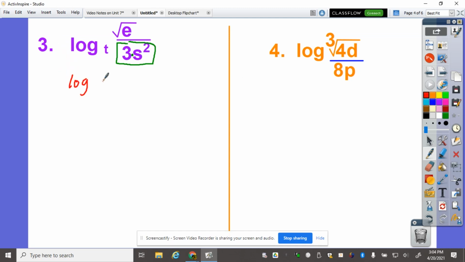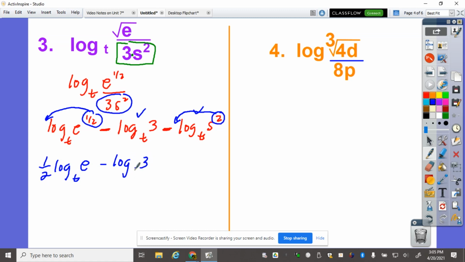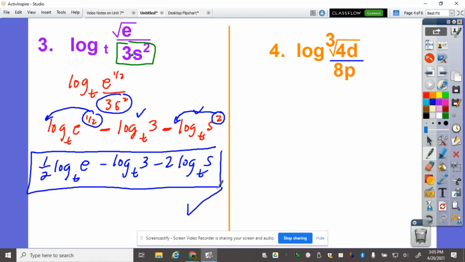So log of e to the 1 half over 3s squared base of t, expanding them. So log of e to the 1 half base of t minus log of 3 to the base of t minus log of s squared to the base of t. They're all minus here because they're all coming from the denominator end. The 2 here will slide in front, and the 1 half here will slide in front there. So the final answer will have a 1 half log of e to the base t minus log of 3 to the base t minus 2 log of s to the base t. And that's the complete expansion. Kaboom.